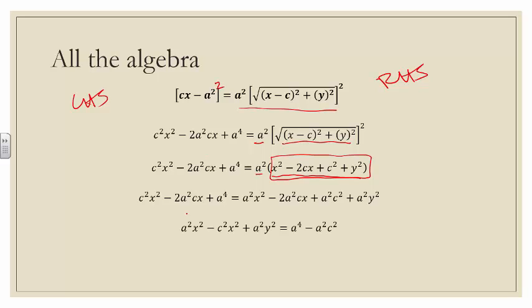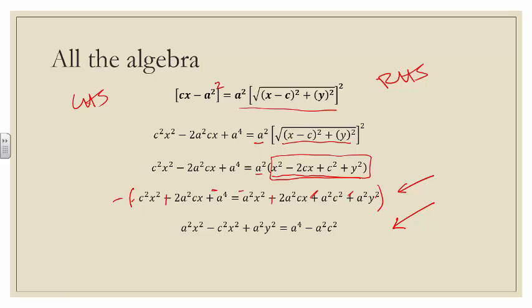To move from this step that we're showing right here to the following step, the first thing we do is multiply everything through by a negative 1. This will change our signs, giving us a negative c squared x squared, a positive 2a squared cx, a negative a to the fourth, negative a squared x squared, positive 2a squared cx, negative a squared c squared, and negative a squared y squared.